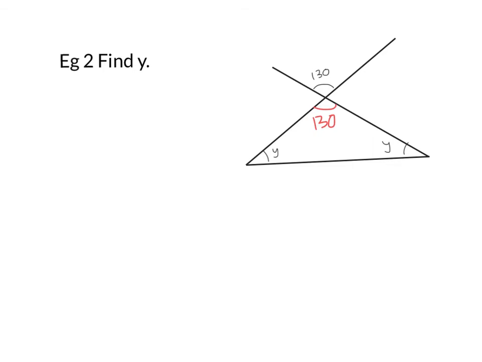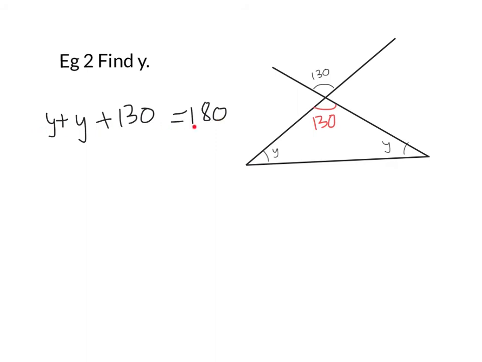Let's try and set up an equation. So the fact is that angles in a triangle add up to 180 degrees. What are the angles in this shape? They are y plus y plus 130. They're the interior angles. So those three angles added together give 180.